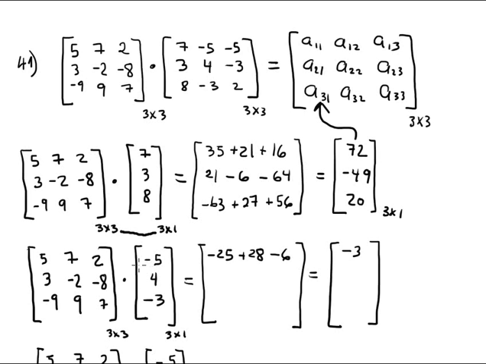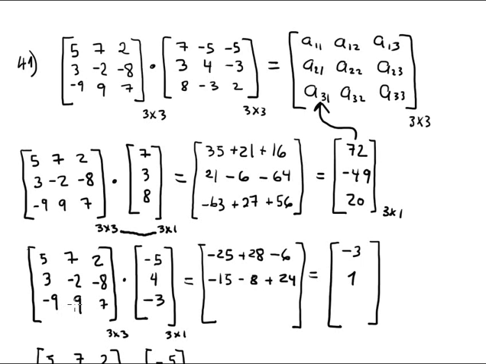Now multiplication, the next is this row and this column: negative 15, negative 8, and this is positive 24. And when you combine, the answer is 1. This is negative 23 plus 24.